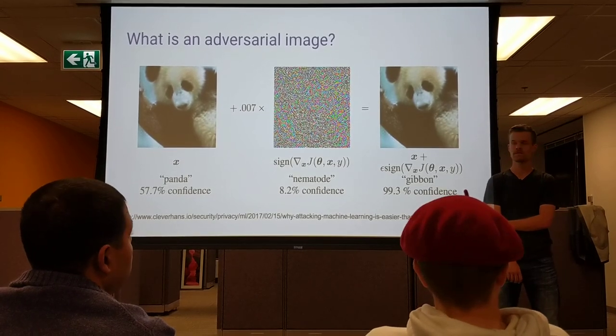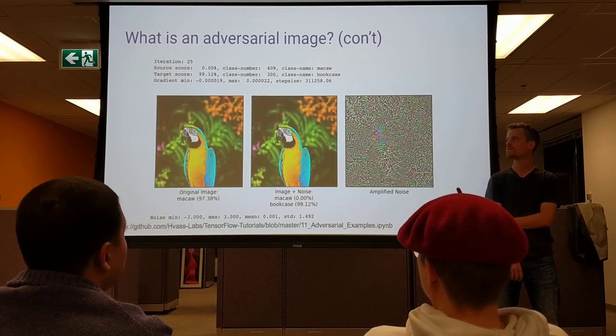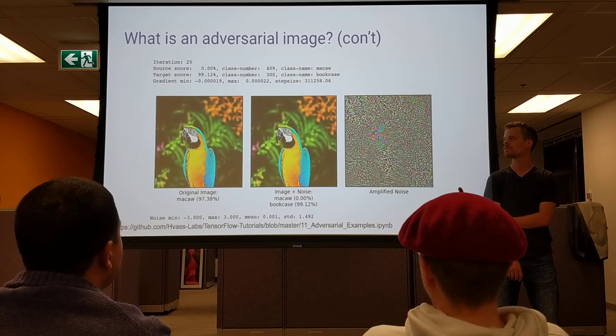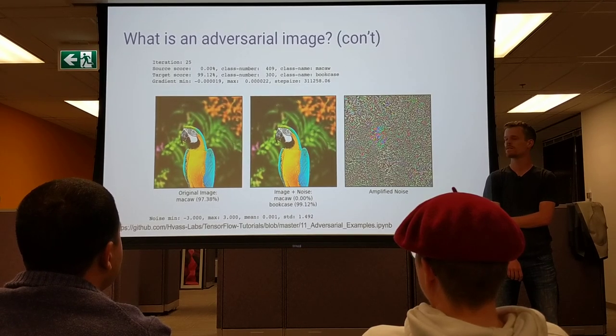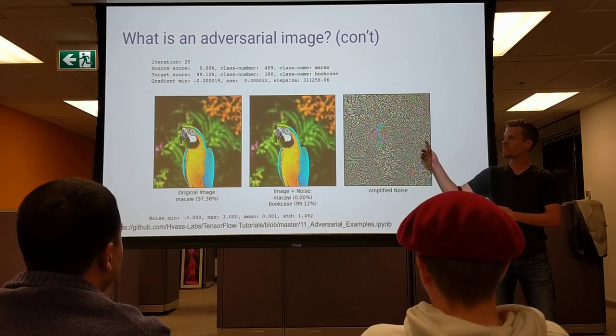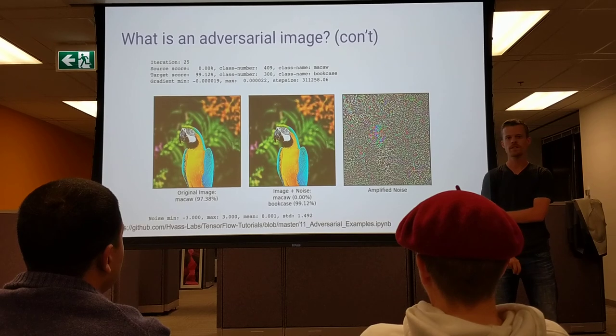I'm just going to run through a couple other examples before we get into some more details. Here's another one that cropped up in some IPython notebook demo, pretty similar to the panda. Although an interesting property of this one is, if you study the noise, it starts to have a little bit of structure to it, which is very interesting.